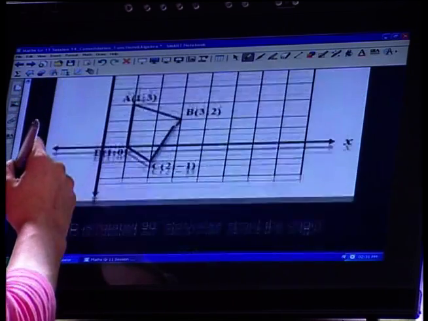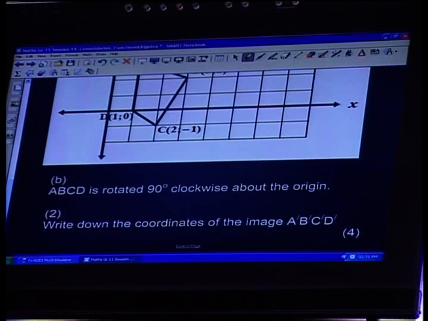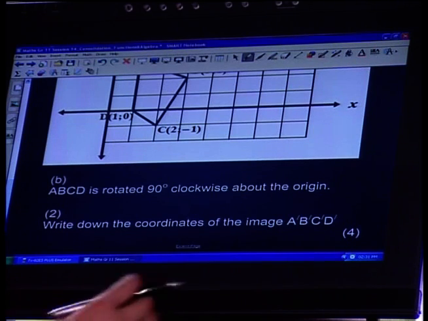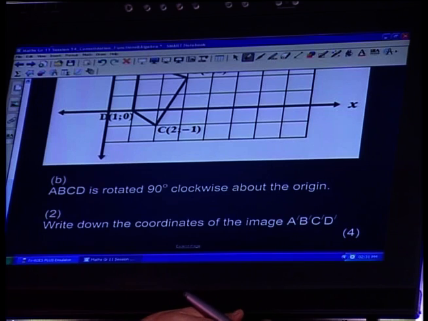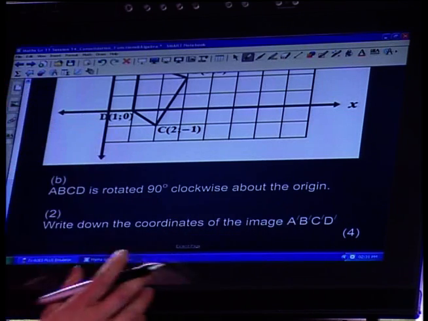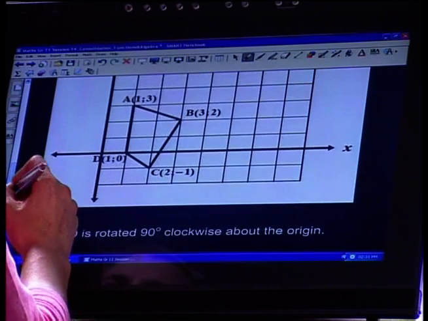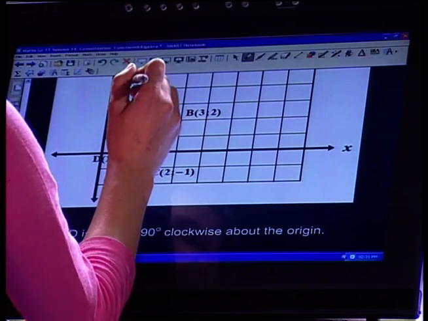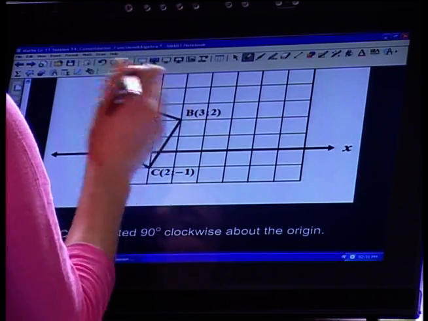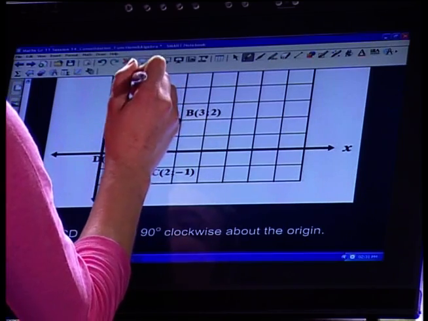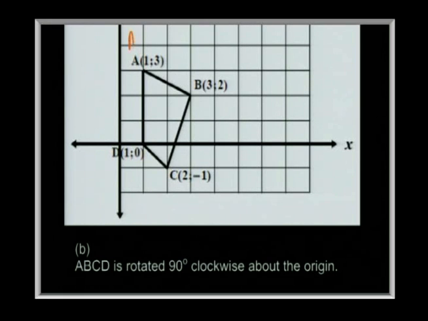And the next question then says, write down the coordinates of the images of A', B', C', and D'. So what we need to do is take our original coordinates and apply the rules to each of them. So let's do it right on the screen here. Obviously, it's going to be in a different position. They don't ask us to draw it. I'm going to say A'.